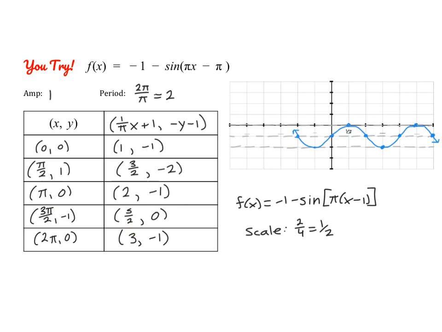So I guess our starting point here was at 1, negative 1, which is right here. And then remember, cosine or sine usually starts by going up, but since the reflection, we're going to actually go down first. So we go down, midline, up, midline.